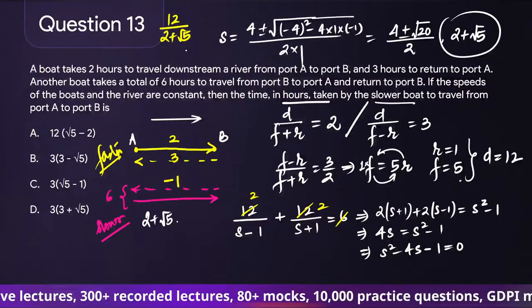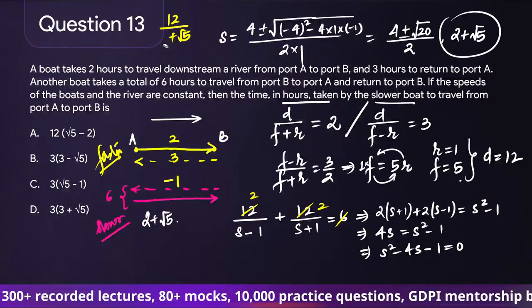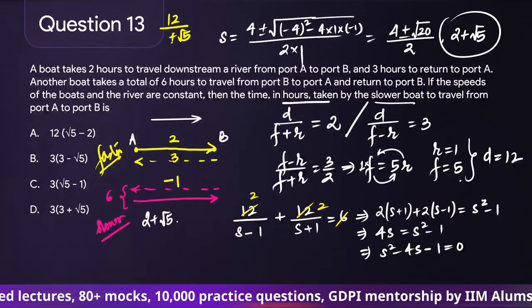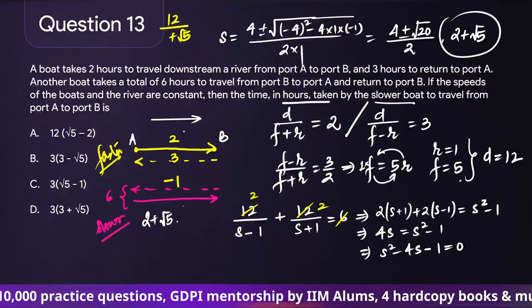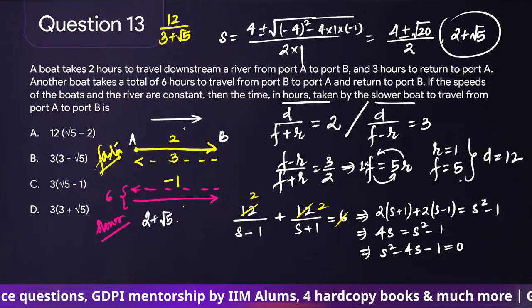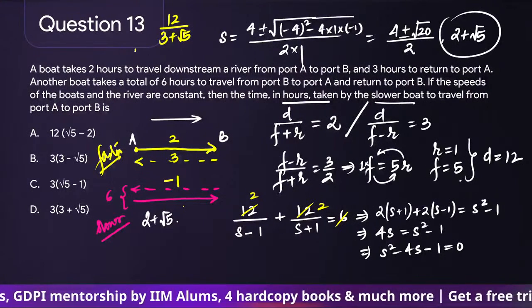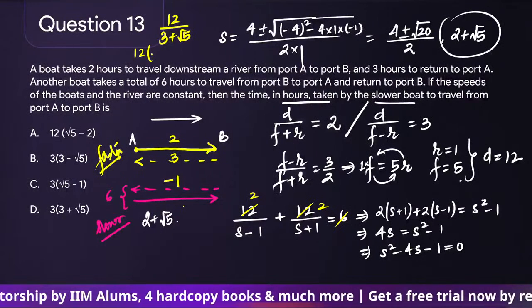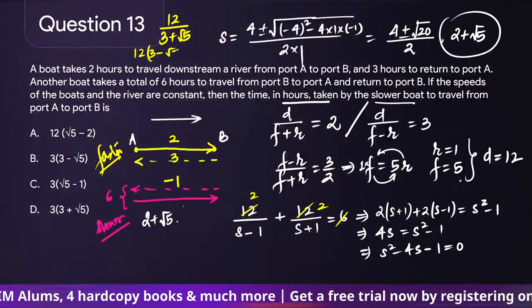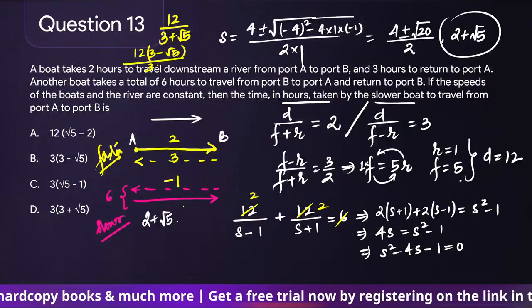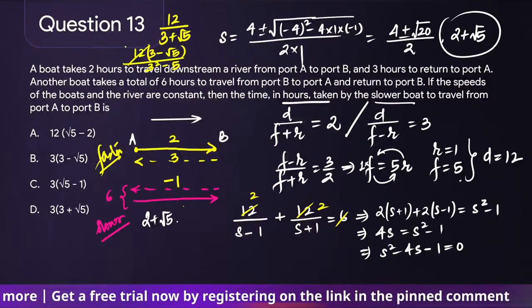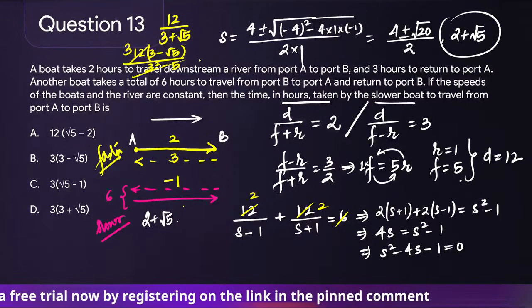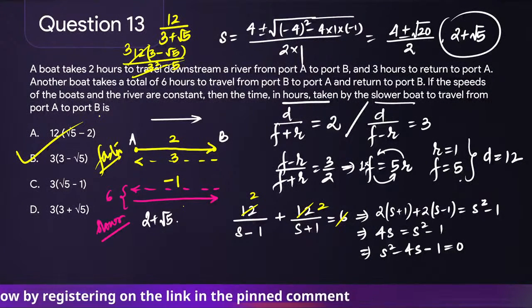So this will become 1 plus root 5. अच्छा नहीं, port A to port B जाना है. So this is addition of 1. So this is 3 plus root 5. So this will give us 12 into 3 minus root 5 divided by 3 square minus 5. So 9 minus 5 is 4. So this is 3. So 3 times 3 minus root 5, option is B.